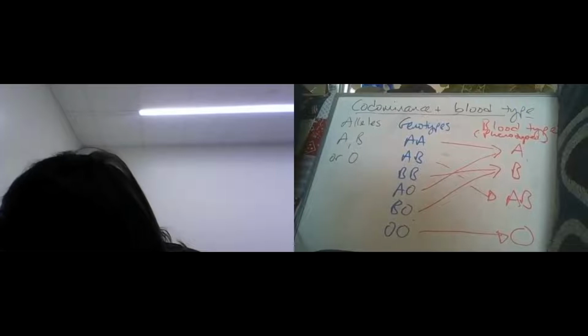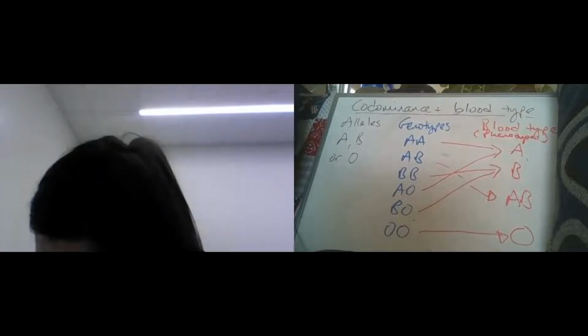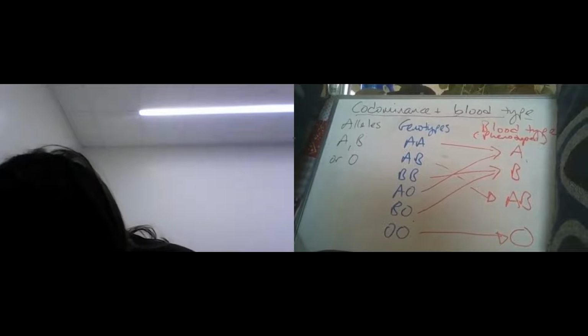So for AB, you express both of those alleles, right? And so the question is how, right? How do you have two different alleles be dominant at the same time? Because that doesn't really jibe with anything that we've learned in terms of genetics.